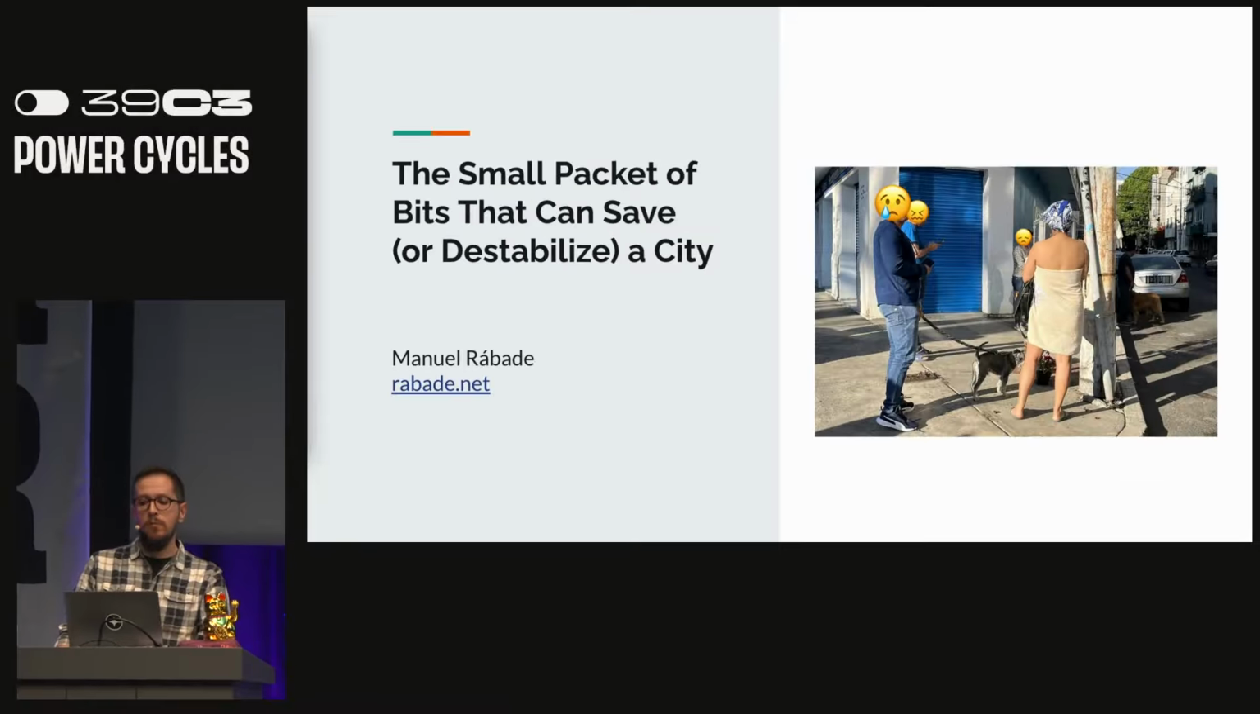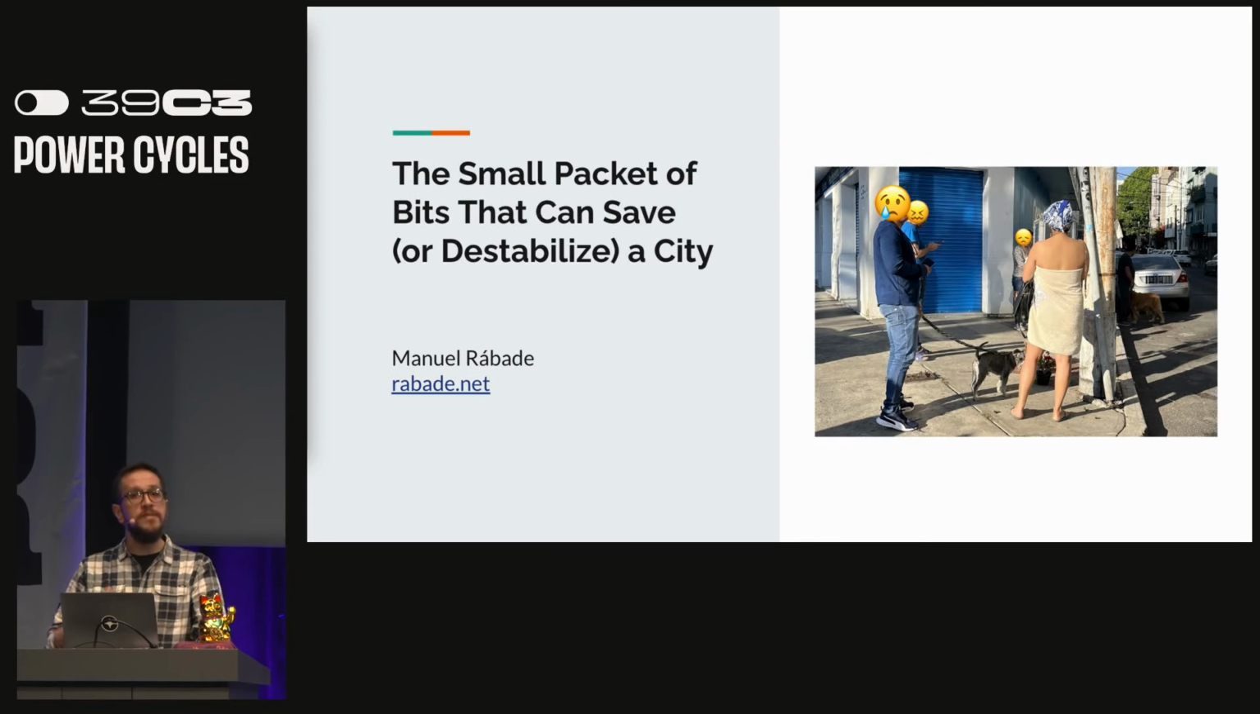And welcome to the packet of bits that can save or destabilize a city. The imagery that you are seeing shows a common scene in Mexico City after an earthquake early warning alert: people waiting outside of the building, some of them stepping out of the shower into the street wrapped in a towel. And well, this is routine for us here in Mexico City.